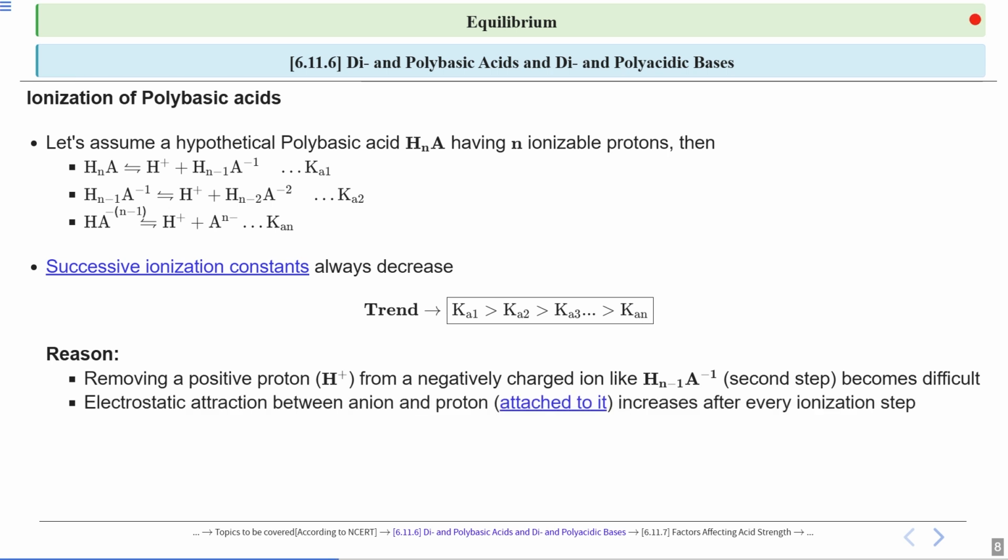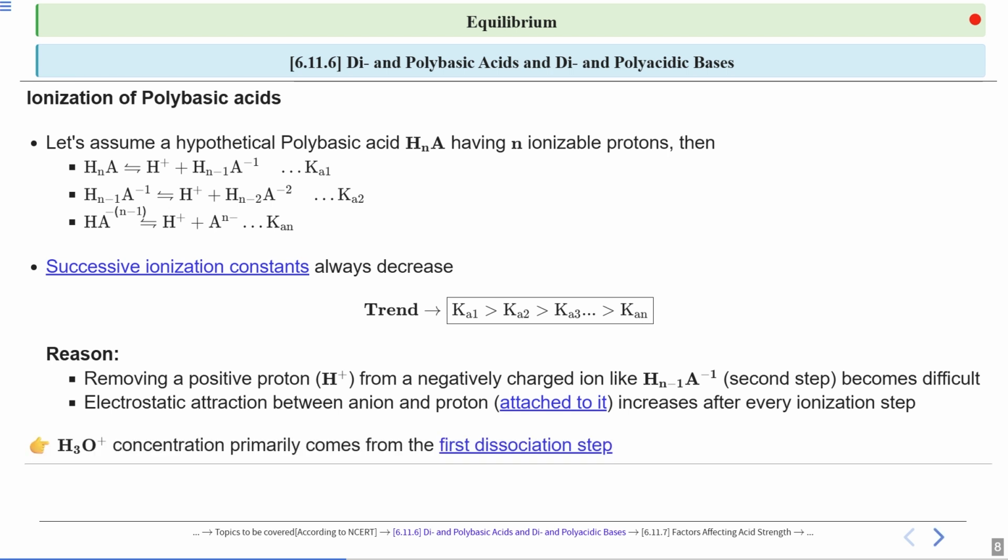And that is the reason we are seeing that the product formation is less as compared to the first one. And so we have a K1 value greater than K2. This is totally happening due to the electrostatic attraction between the anion and the proton, which is already having a negative charge, and we are removing a proton from it. Therefore, the same logic can be applied onto the third ionization constant and up to the nth ionization constant. So this is a very, very important conclusion for polybasic acids and bases.